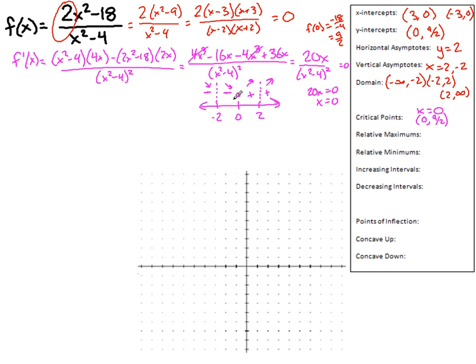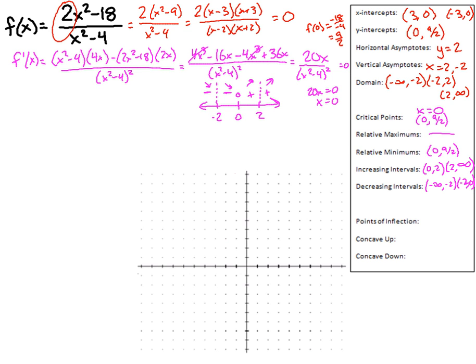So right here is going to be a minimum at the point 0, 9 halves, or x equals 0, because it went from decreasing to increasing. There is no maximum. My increasing intervals are from 0 to 2 and from 2 to infinity. And then decreasing is negative infinity to negative 2 and negative 2 to 0. Okay, so that's everything with the first derivative.